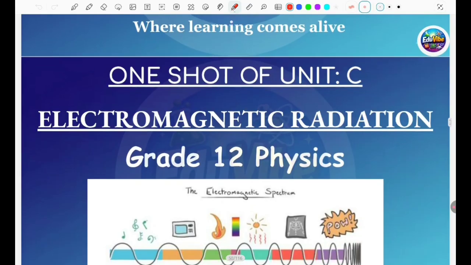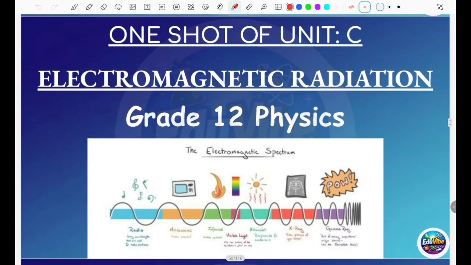In today's lesson, we are moving to the next unit, which is the one shot of Unit C, which is electromagnetic radiations. We already covered the one shot of Unit A and Unit B. Today we're doing Unit C, and tomorrow we are doing Unit D, and then we're done with the one shots. And then you have a diploma on 22nd June. I hope you are ready for that. If not, you can watch these one shots and all your doubts can be cleared.